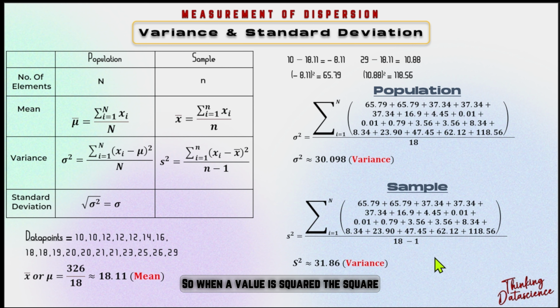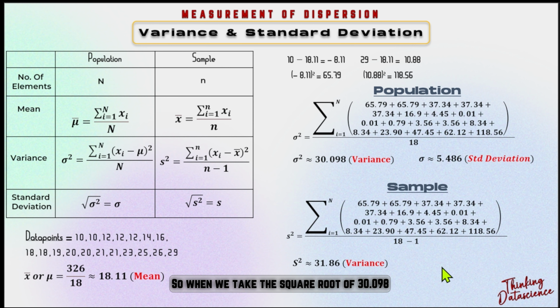When a value is squared, the square root of that value will cancel out the exponent. Therefore, the standard deviation can be represented by just sigma. After computing the standard deviation for the population, we can calculate the sample standard deviation by taking the square root of the sample variance, S squared, which gives the capital letter S.